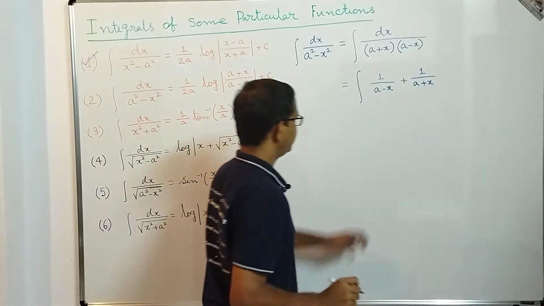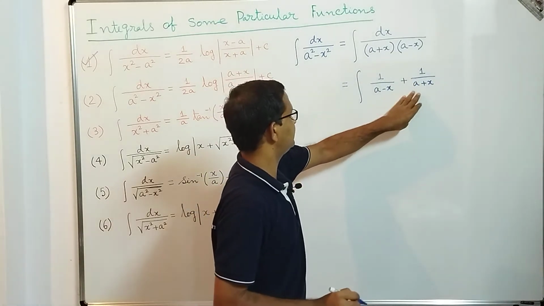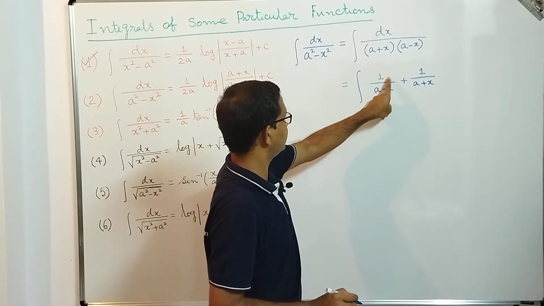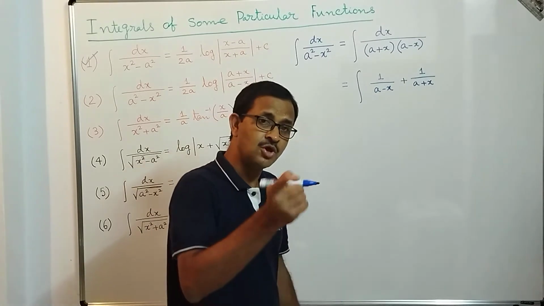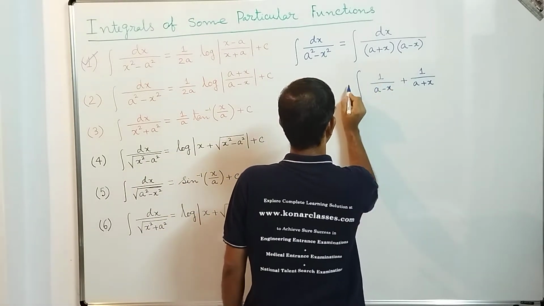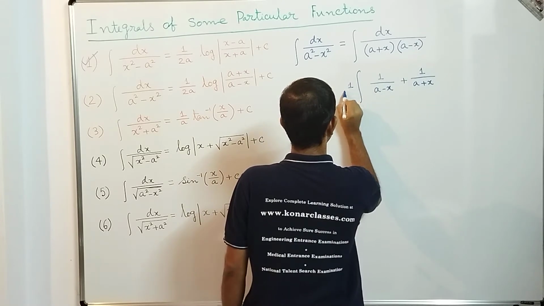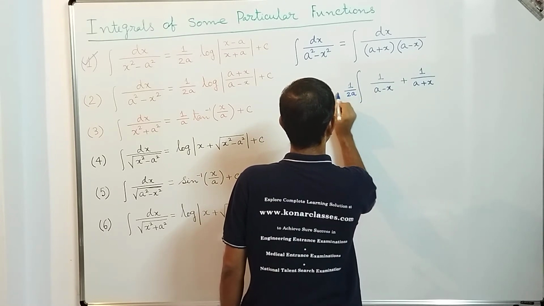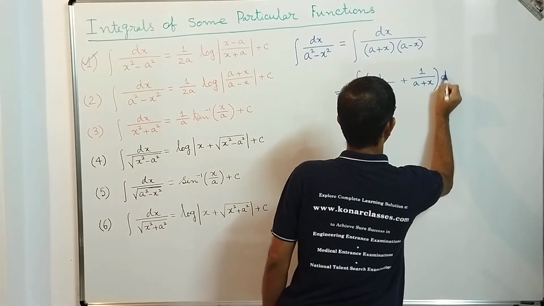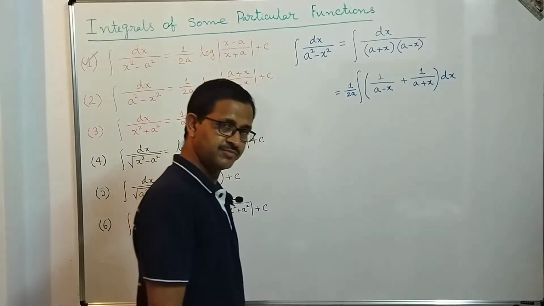So let's see what happened. The denominator remains the same, a minus x into a plus x, which is there in the previous step. Here you will get a plus x plus a minus x, that means 2a is extra in the numerator. To adjust this, we will make it 1 by 2a, and that makes it equal. I hope it is clear, okay?